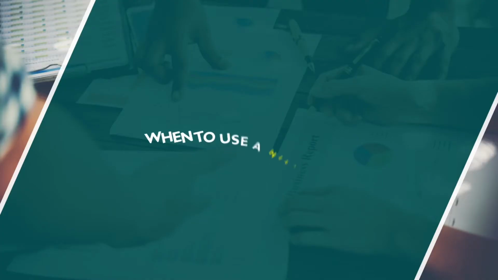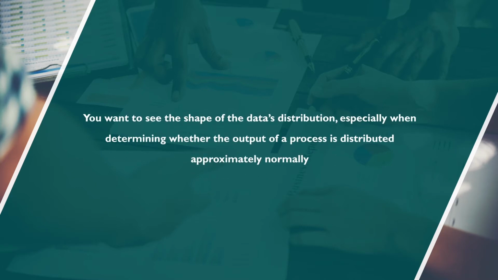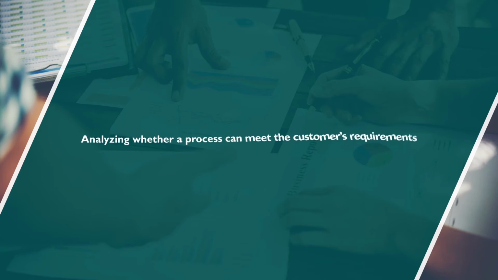So this histogram is going to play a very vital role when you work in a time series manner. Now the question is, when to use a histogram. We use a histogram when the data are numerical, and a lot of mathematics is involved, and you want to see the shape of the data distribution, especially when determining whether the output of a process is distributed approximately normally, and analyzing whether a process can meet the customer requirements. That is more important.